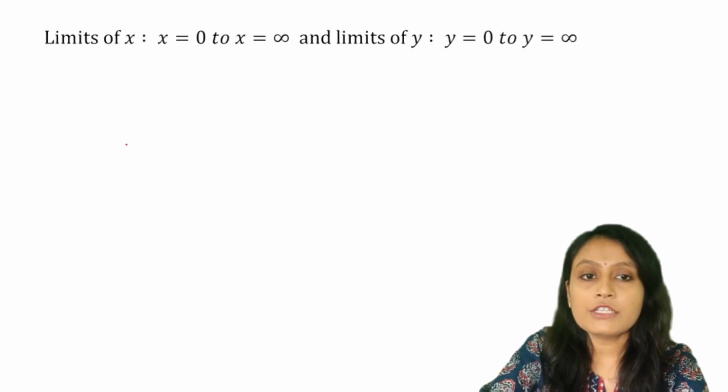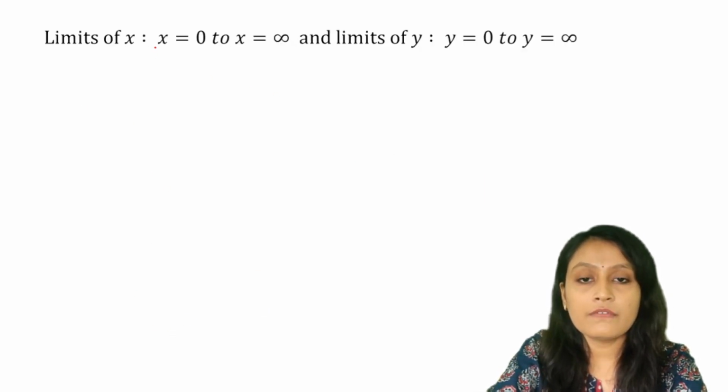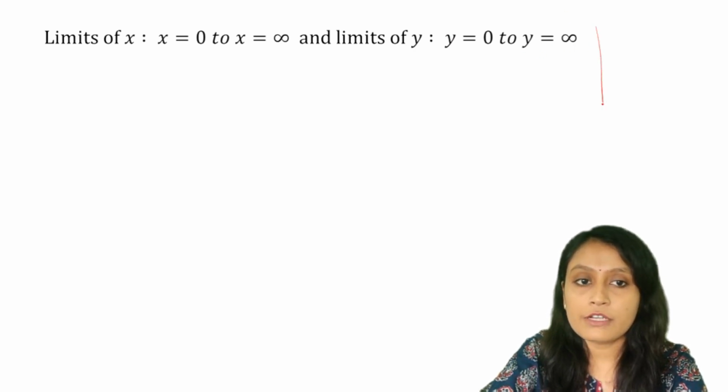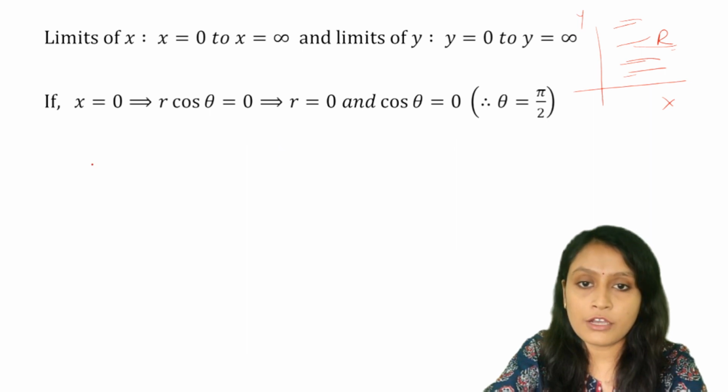And we will change the limits. Given in the question, x is equal to 0 to x is equal to infinity, and the limits of y are y is equal to 0 to y is equal to infinity. So firstly we will draw this region in the xy plane. Now x moves from 0 to infinity, and y also from 0 to infinity, so the region of integration is this first quadrant. Now we will convert everything into polar form.